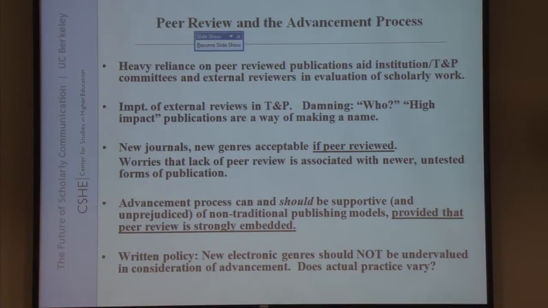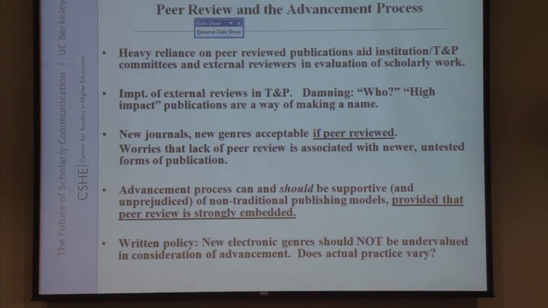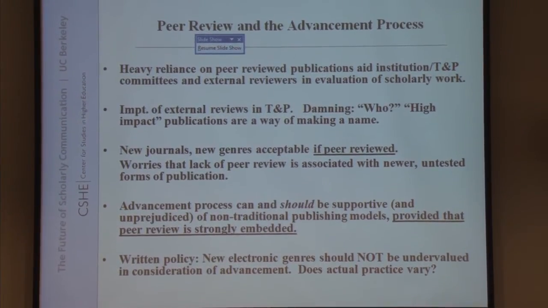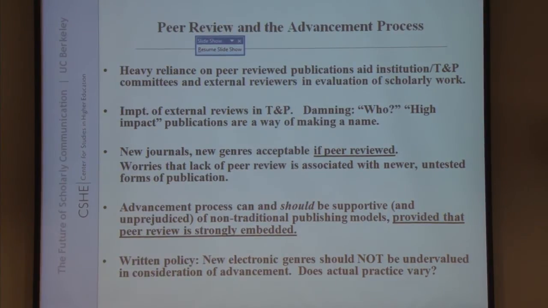New journals, new genres are acceptable if they're peer-reviewed. There are worries that lack of peer review is associated with newer, untested forms of publication. So any scholar going through an advancement process is going to have to explain why his or her dossier includes non-traditional forms and how those non-traditional forms have indeed been peer-reviewed. Written policy, spoken policy, is that the advancement process can and should be supportive and unprejudiced of non-traditional publishing models.